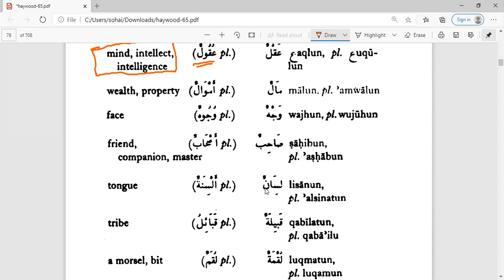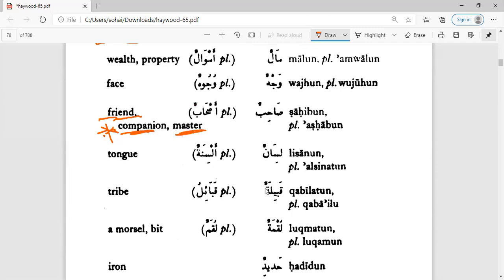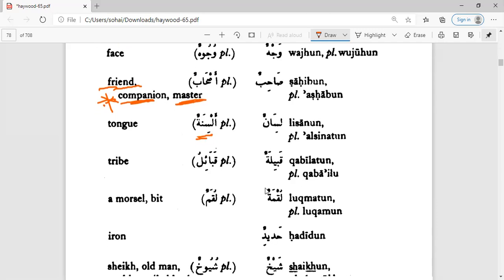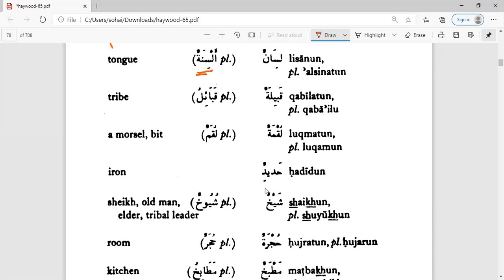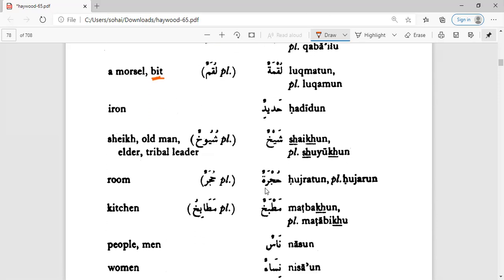Sahibun means friend, companion, or master. Like we've done sahibul ilmin, master of learning, so it depends on the context. Sahibun, ashabun. When you say ashabun Nabi sallallahu alaihi wasallam, it means his companions. Lisanun means tongue. Al-sinatun is plural. Qabilatun means a tribe. Qaba'ilu is the broken plural. Lukmatun means a morsel or bite, like a morsel of food. Lukamun is the plural.